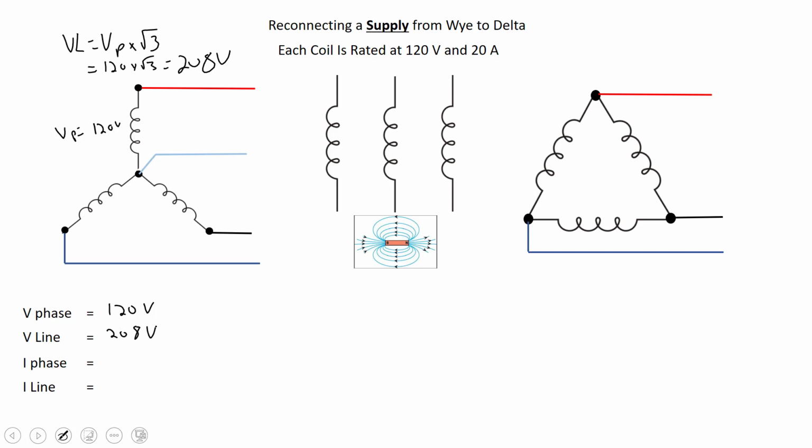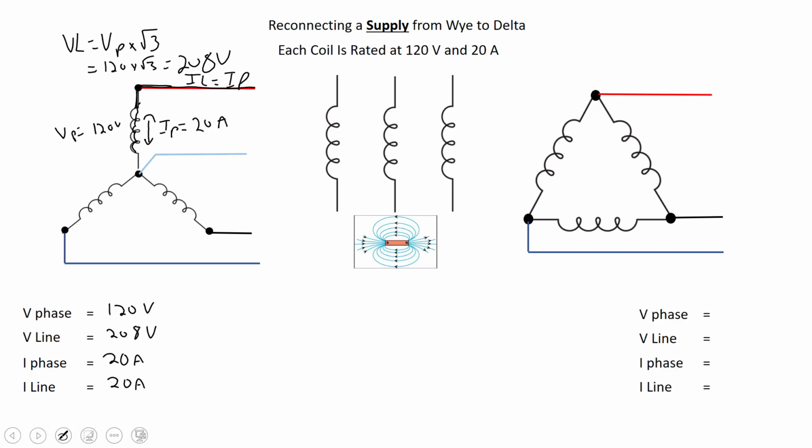I phase, well, that's the maximum current that's allowed to flow through here. So the I phase is going to be equal to 20 amps. Because in Y there's only one path for that current to flow through these coils, it must come out on the line conductor. And there's only one path, so it's the same value. I line is equal to I phase. I line is 20 amps.